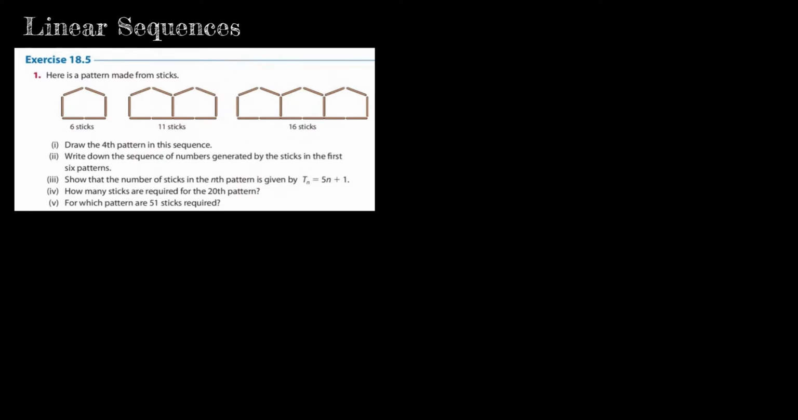So we'll start off by looking at this and we'll read through the questions. It says, here's a pattern made from sticks. You've got 6, 11, 16. It says draw the fourth pattern in the sequence. So the next pattern in this sequence, I'm just going to draw it in there now. And the next pattern in this sequence is going to look like this.